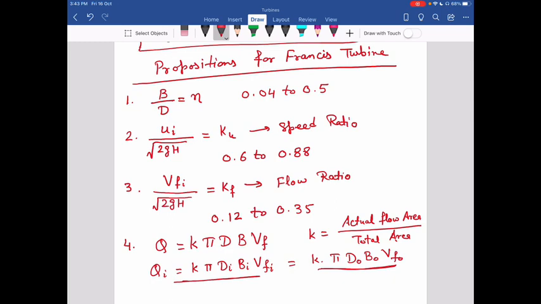So these are the various proportions for Francis turbine. This ends the theory part of Francis turbine. Next we start with the numerical. Thank you.